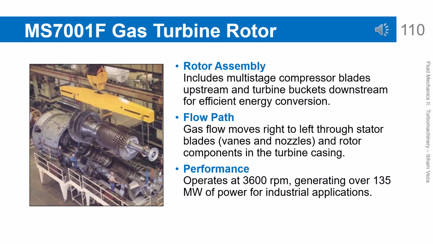MS 7001F gas turbine rotor. This rotor shows the integration of multi-stage compressors and turbines on a single shaft. The gas flow passes through stators and rotors sequentially to undergo compression, combustion, and expansion. The high rotational speed and large power output indicate large-scale industrial application. This layout emphasizes the importance of balancing aerodynamics and mechanical strength. This example illustrates the complexity of modern turbomachinery.